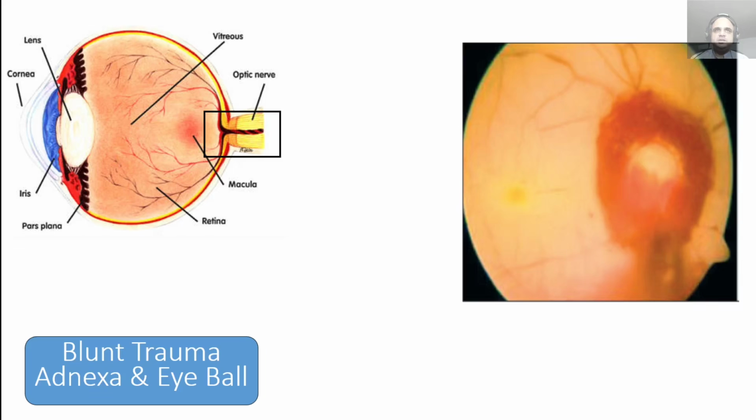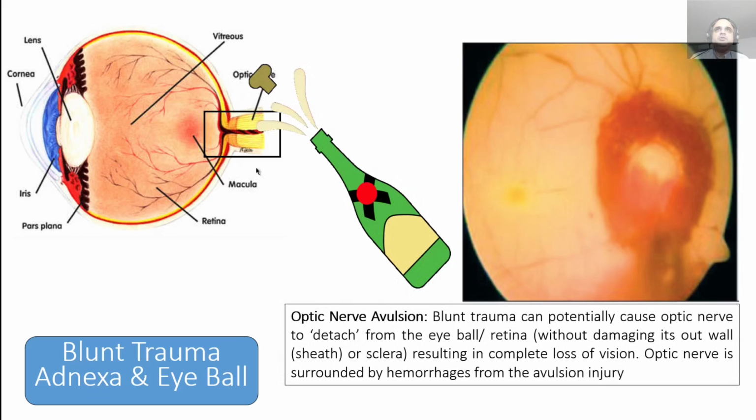And one of the best ways of explaining this is to look at this animation right here. It's like if the cork of the bottle is the optic nerve and the bottle is the eyeball, this is what happens during trauma. The nerve simply separates from the eyeball, and it results in this rather large hemorrhage around the optic nerve simply because all the nutrient vessels within the optic nerve are ruptured because there is a separation between the nerve and the eyeball.